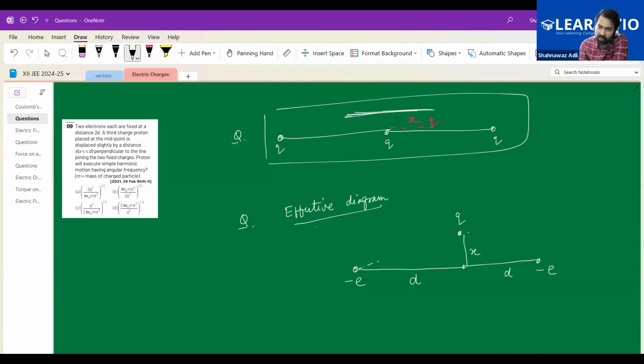So this is the proton. We have displaced this proton slightly by a distance x perpendicular to the line joining the two fixed charges, right? The proton will execute simple harmonic motion having some angular frequency. So you have to find out this angular frequency, right? This is the proton.